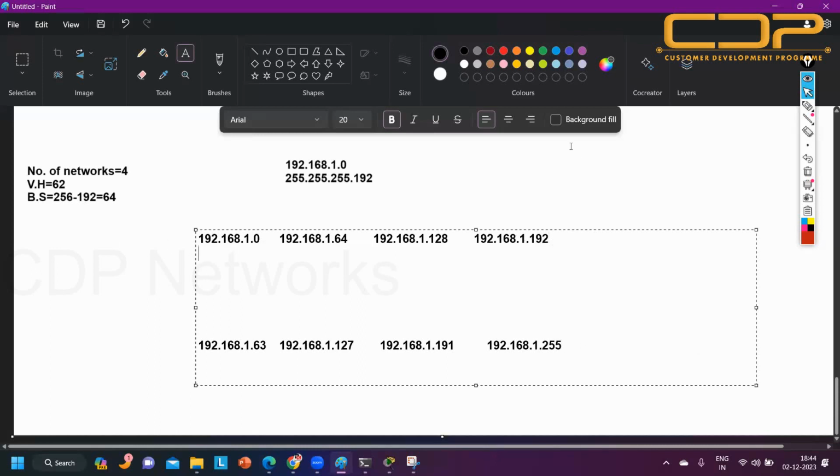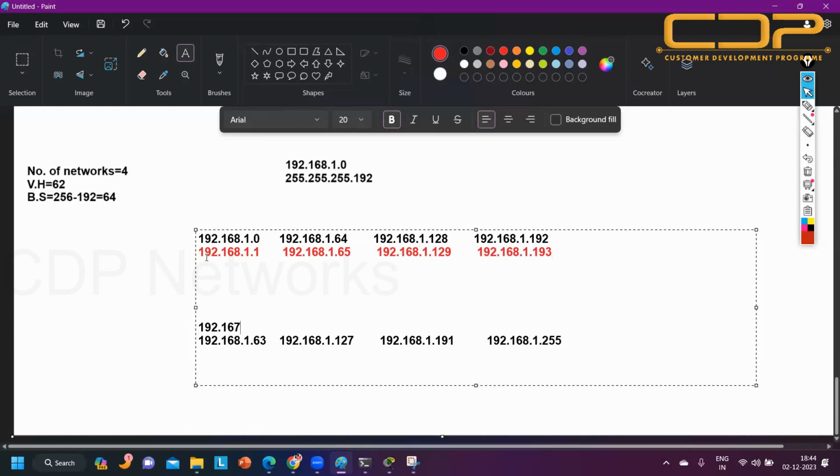The first usable IP address is 192.168.1.1. From the second network, the first valid IP address is 192.168.1.65. The first IP address from the third network is 192.168.1.129, and the first valid IP address from the third network is 192.168.1.193. Getting my point?